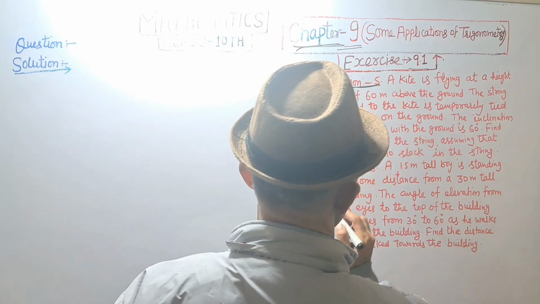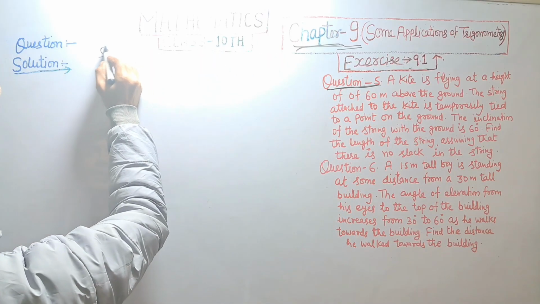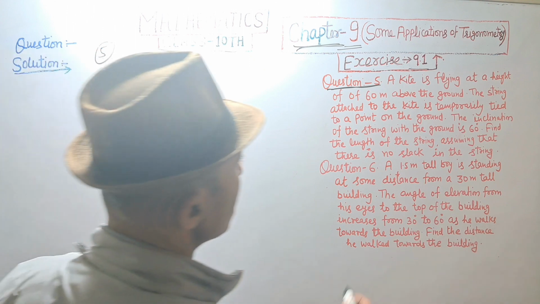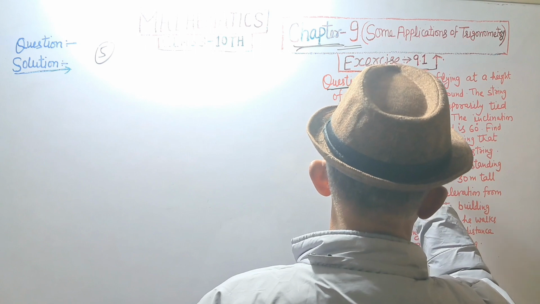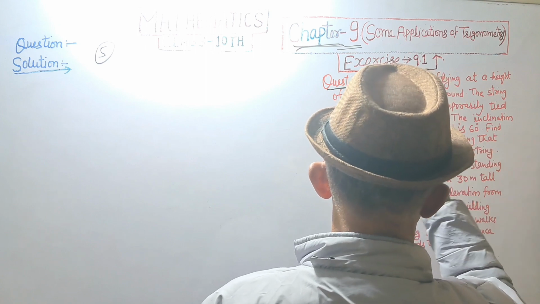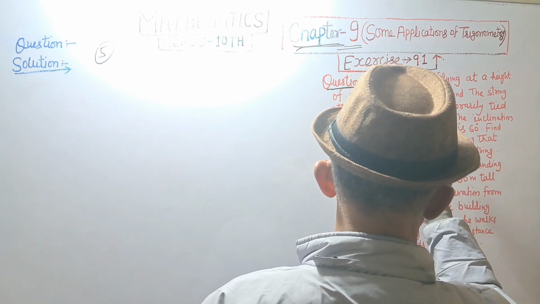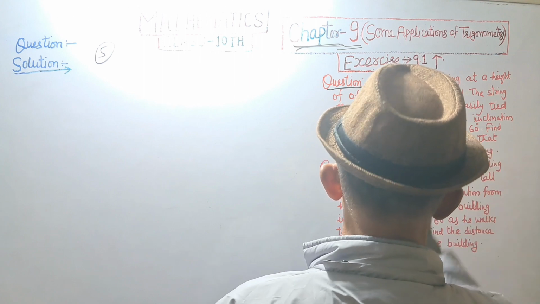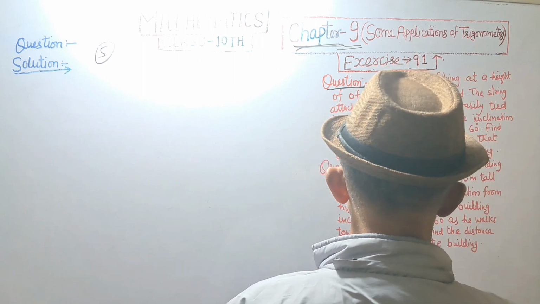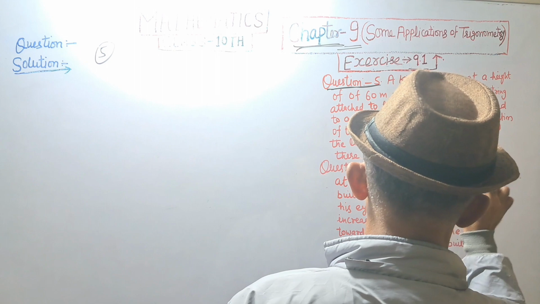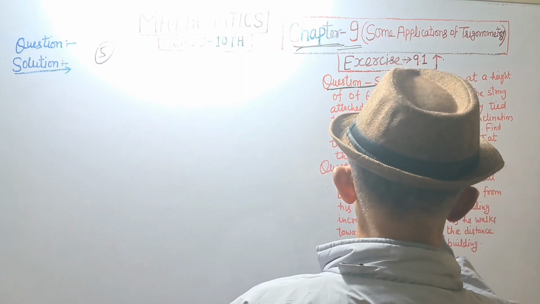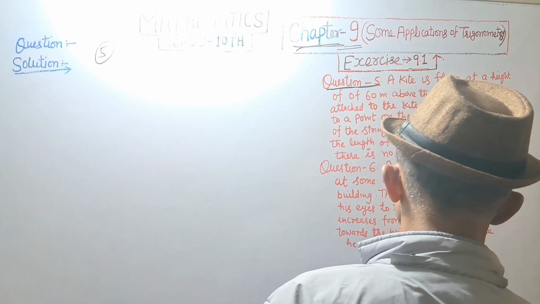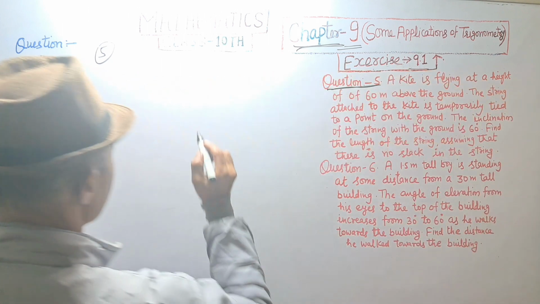Question number 5. A kite is flying at a height of 60 meters above the ground. The string attached to the kite is temporarily tied to a point on the ground. The inclination of the string with the ground is 60 degrees. Find the length of the string, assuming that there is no slack in the string.